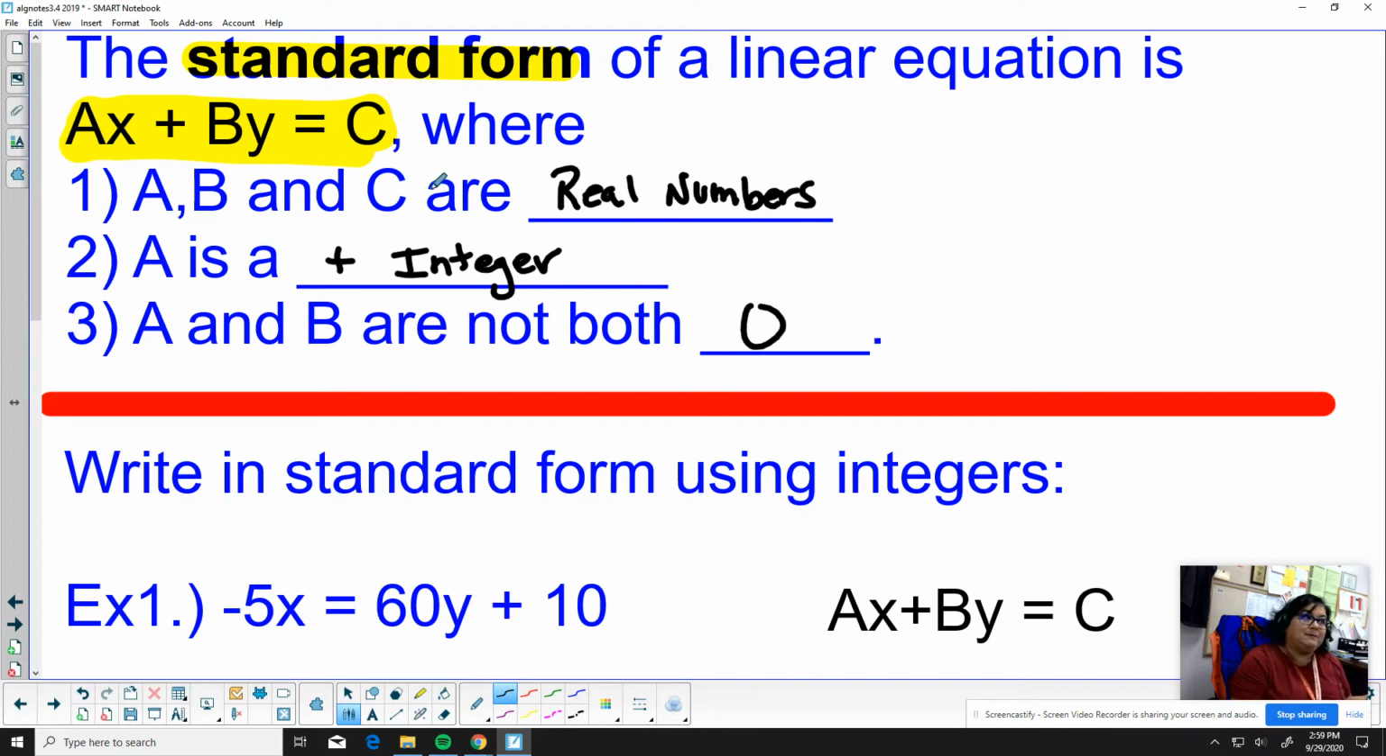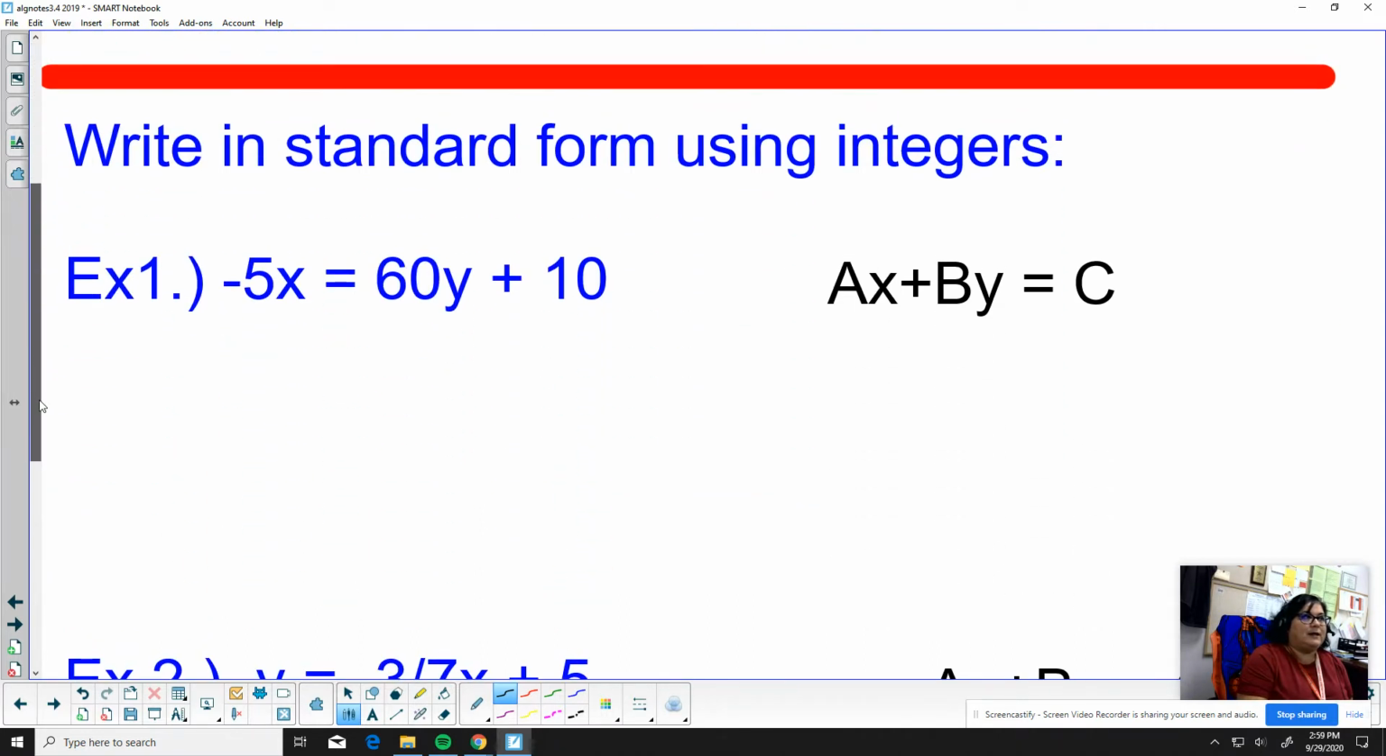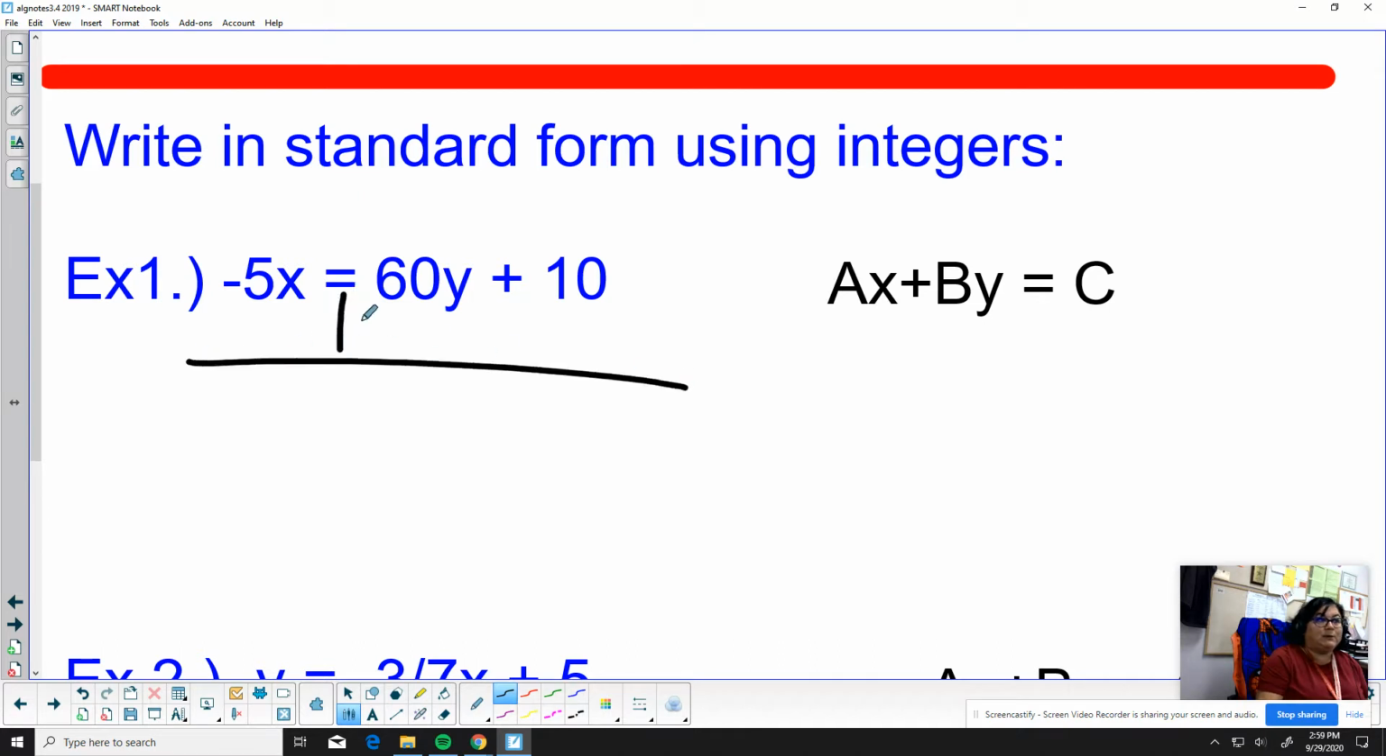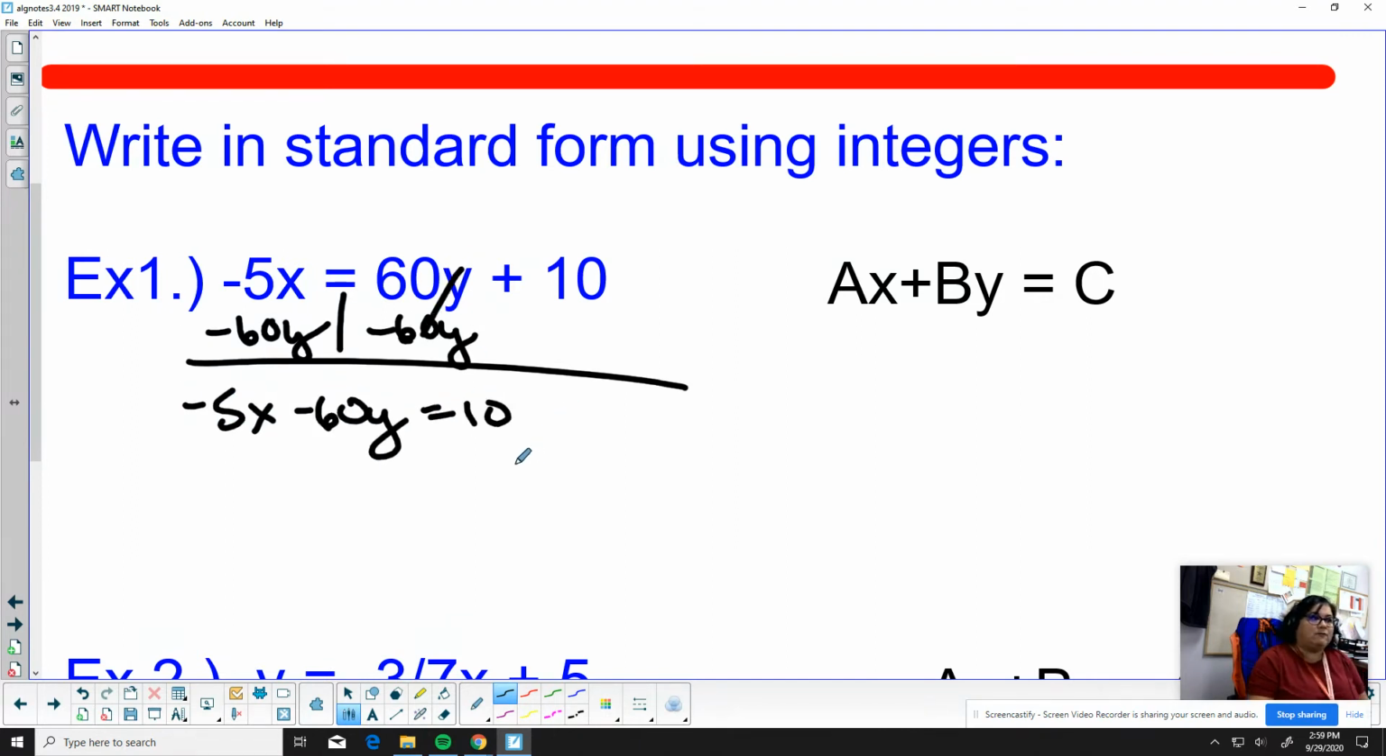Notice that ax and by are in front of the equal sign, and c, which is the constant, is in the back of the equal sign. So we'll do a couple here. It says write in standard form using integers. So I want it to look like this. Notice that x is in the right spot, but it's negative, and that the 60y is on the wrong side. Constant's okay where it's at. So how do you move a plus 60y? We subtract it. So minus 5x minus 60y equals 10.